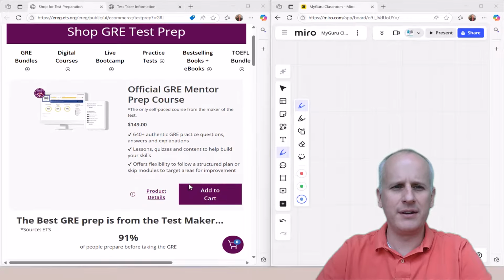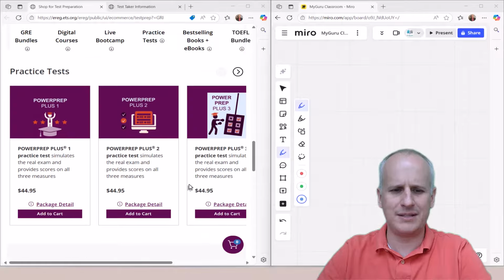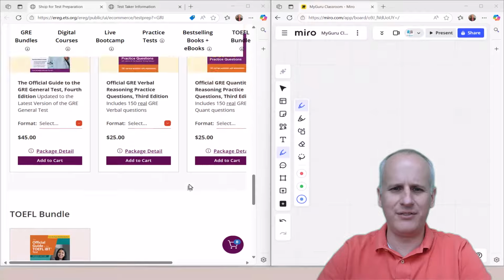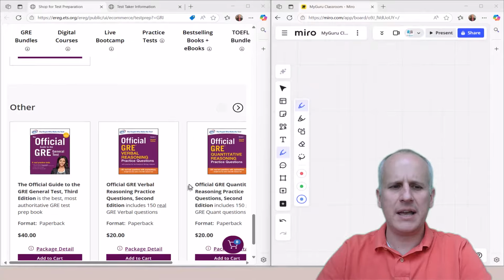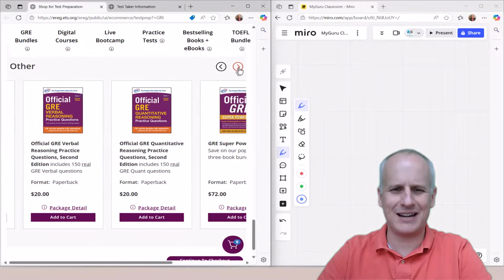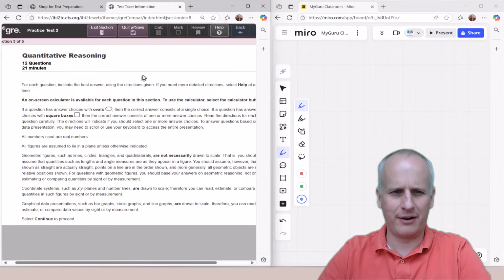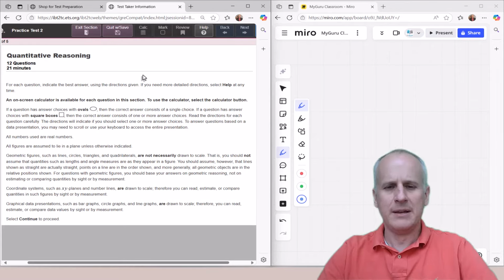On their Shop GRE Test Prep webpage, you're going to have to scroll down all the way to the bottom, past all of the for sale items, and get to this other category. Once you get down here, you're going to have to click this arrow all the way to the far right, and you'll finally find PowerPrep 2 timed practice test that is freely available. I've already opened this, so we'll go ahead and pull it up here in this window.